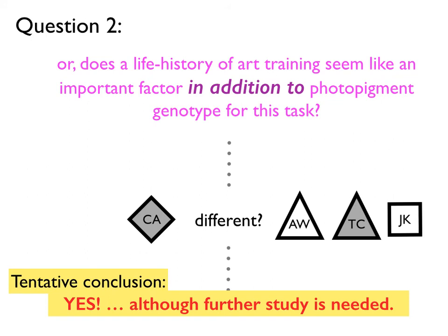However, if we look at the second formulation of the question and we ask, does the life history of art training seem like an important factor in addition to photopigment genotype for this task? We can make the tentative conclusion that yes, indeed, although further study is needed, it seems like the conjoined features of having art training as well as photopigment opsin genotype makes Concetta Antico's isoluminate settings different from the three other subjects that we tested in this task.